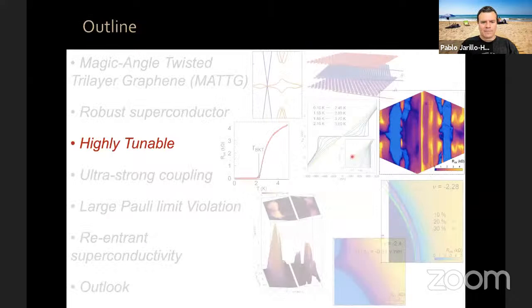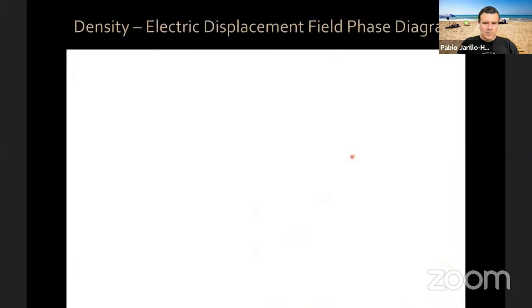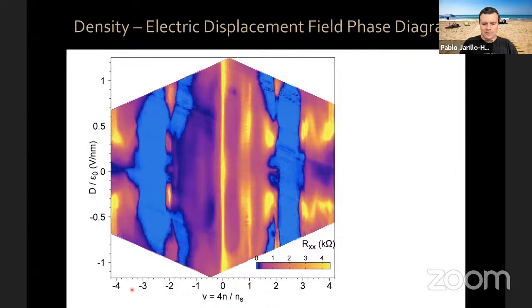Okay, so let me show you there is a much more highly tunable system than in the bilayer case. Because now we have these two knobs: the density of charge carriers, which we also had in the bilayer case, but now also the electric displacement field, which didn't do too much for the bilayer case. Then we can plot our resistivity as a function of those two factors, okay? Filling factor or density, again, from -4 to +4, going from 4 holes per moiré unit cell to 4 electrons per moiré unit cell, and then the displacement field, okay? And as you can see, this is the resistivity, and this is quite a complex phase diagram, okay?